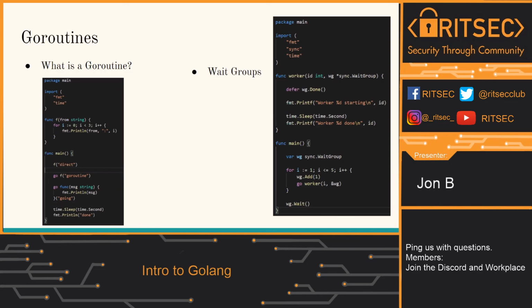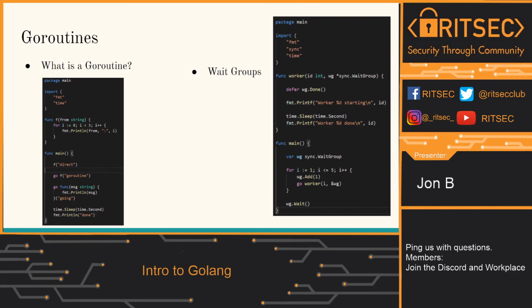As it's running f at the same time, it's then also running go with that anonymous function I was talking about earlier. That anonymous function takes in a string, and we're passing in going to that anonymous function. So at the same exact time, pretty much, the program is running the function f and the anonymous function that we've declared.